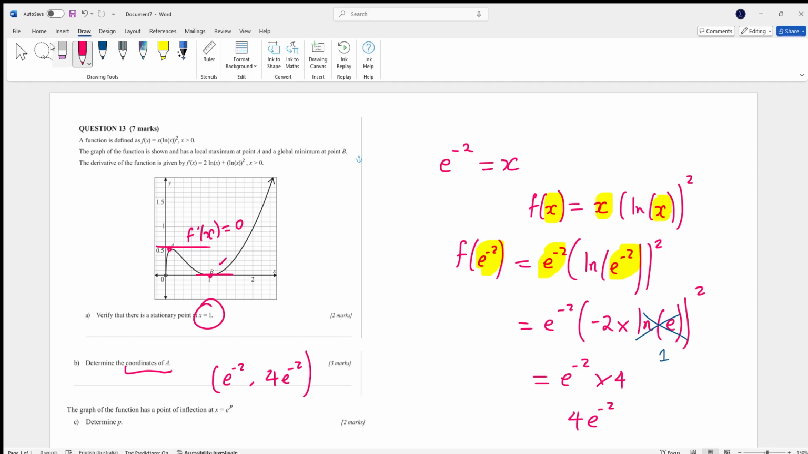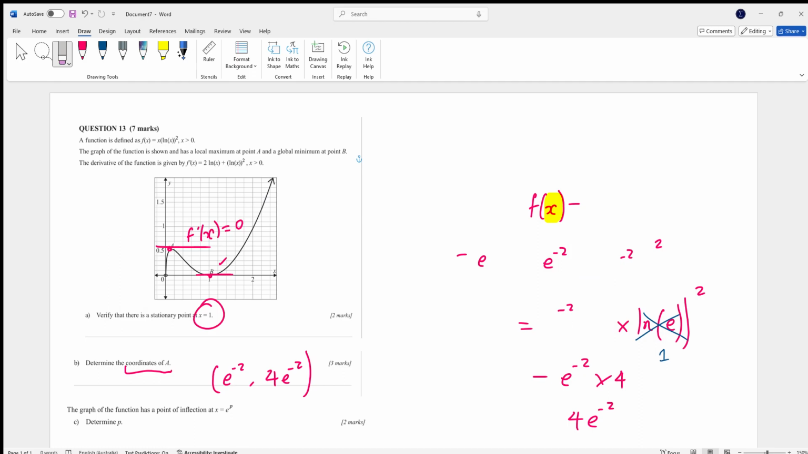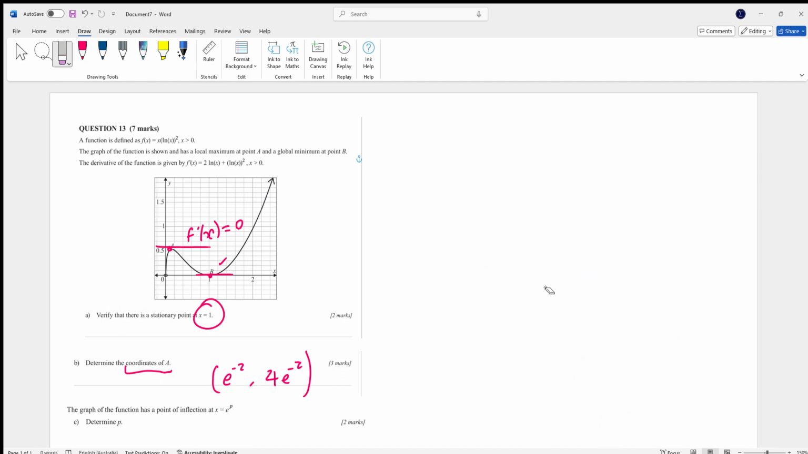That's the coordinate of a. Alrighty. Again, if you have any questions about this one here, leave something in the comments and I'll try my best to answer it. But let's get on to C now. The graph of the function has a point of inflection at x equals e to the power of p. Determine p.